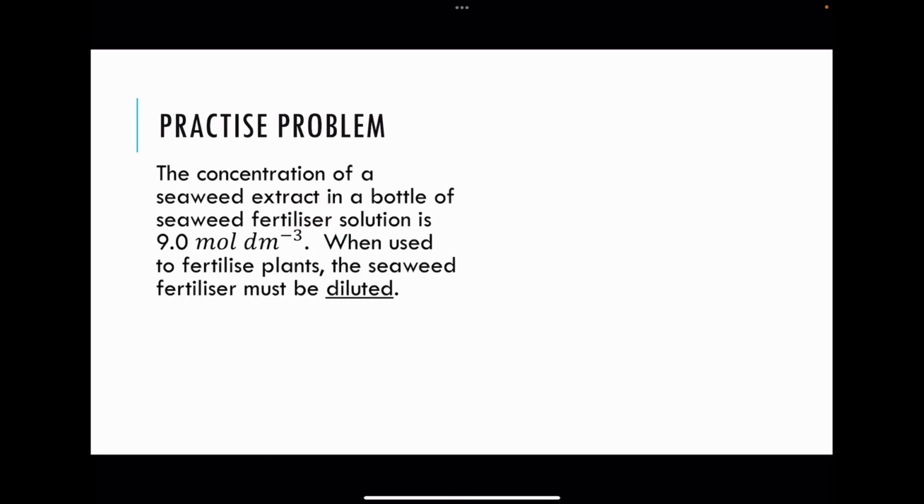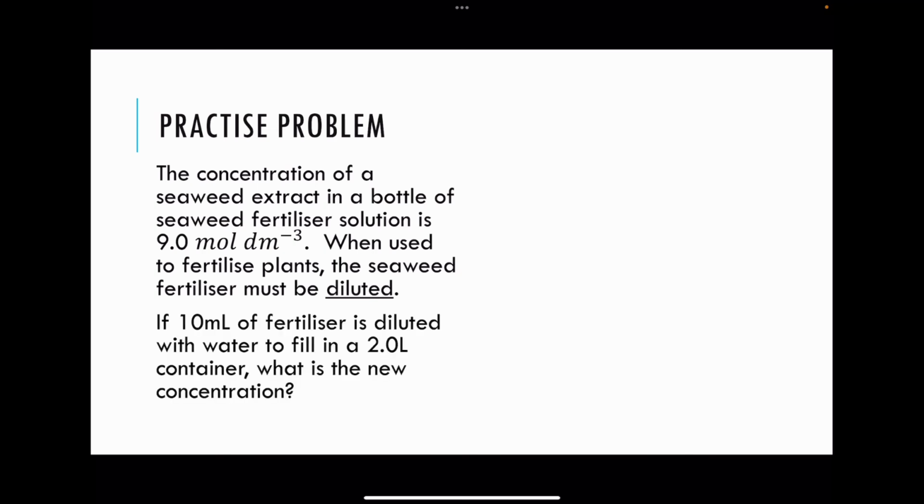Now, let's see a practice problem. The concentration of fertilizer in a bottle when it's concentrated was 9 mol per decimeter cubed. Then, when we actually use it on plants, we need to dilute it. So we took 10 mL of fertilizer, diluted to fill a 2-liter container. What will be the new concentration? So first of all, we have our initial concentration, 9 mol per liter, and then we have our initial volume, which is given as 10 mL of the fertilizer.